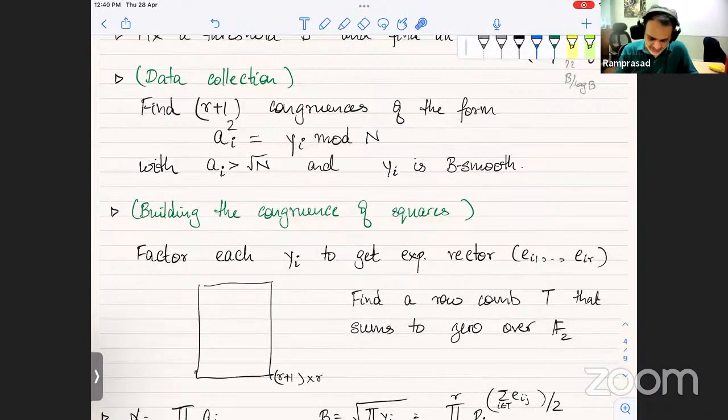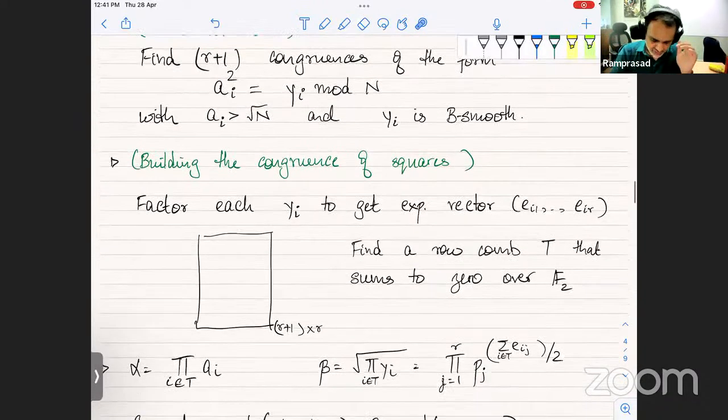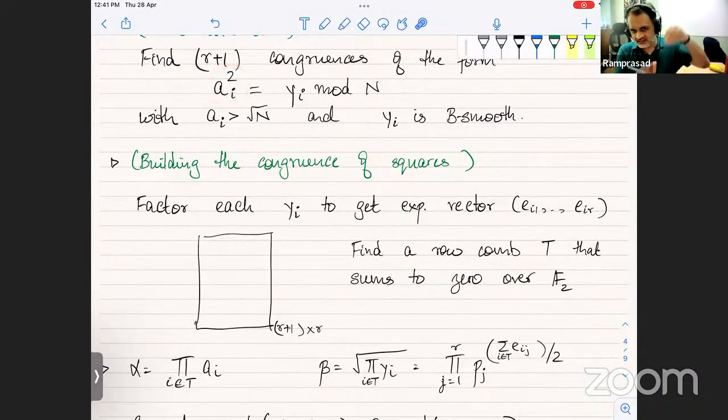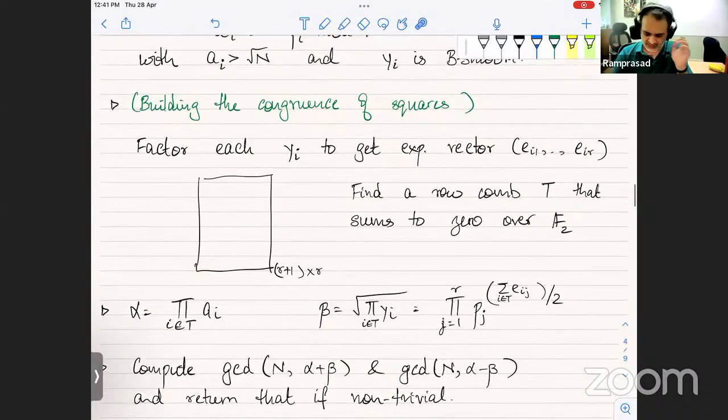And once we have enough smooth congruences, we just look at their exponent vectors. Just think of this as a matrix modulo 2, like you're working over the field F2, and just do Gaussian elimination to get some suitable row combination that sums to 0 over F2. And that is going to give us a congruence because on the left-hand side, it's clearly a square because I'm taking a product of all of these a_i squares. But on the right-hand side, they also happen to be a square because all the exponents are now even. And therefore, you naturally have the congruence of squares given by alpha, which is a product of a_i's, and beta, which is the square root of the product of y_i's. And this square root actually exists because the exponents were all even. And once you get this, you just do the standard GCD and hope that one of them gives us a non-trivial factor.